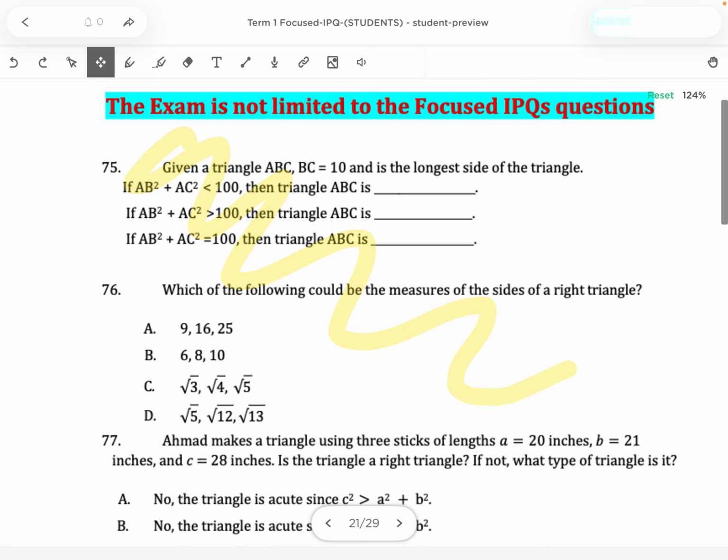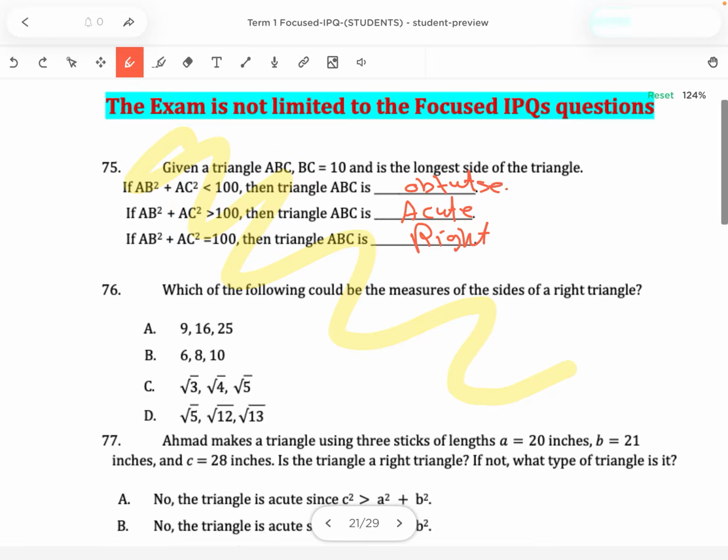مراجعة ال end of term exam. The triangle ABC, BC is equal to 10 and it's the longest side of the triangle. احنا عندنا نتكلم عن 3 cases. آخر case if they are equal to 100 which is c square, the type of triangle will be right triangle. If it is greater than, it will be acute. If c square is greater than, our sides is less than, it's obtuse triangle.